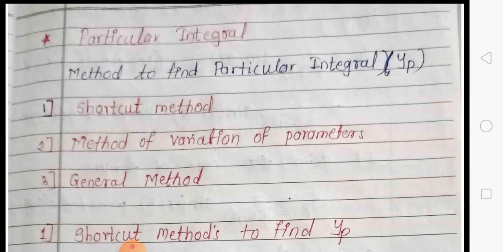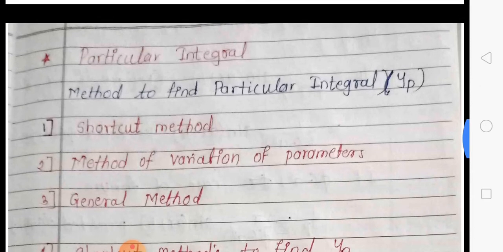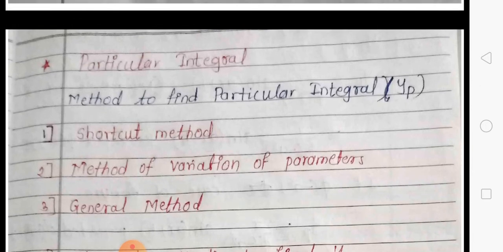Method to find the particular integral, that is yp. There are three methods to find the particular integral. First is shortcut methods, second is method of variation of parameters, and the third is general method. We see first shortcut methods. By using the shortcut method we find the particular integral.